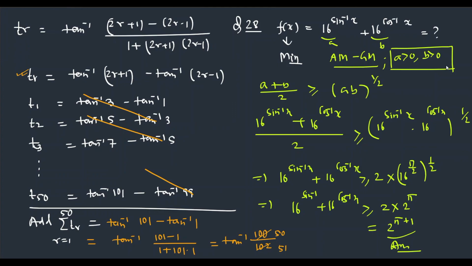Okay, now in another method you can also do it, but this is the most suitable method. Otherwise you can write 16 to the power cos inverse x in a different way, as pi by 2 minus sine inverse x, then consider 16 to the power sine inverse x as y, and then you can calculate again. But the easiest way is using the AM-GM inequality. Is it okay? Yes, sir. Okay, better. Now going to another question.